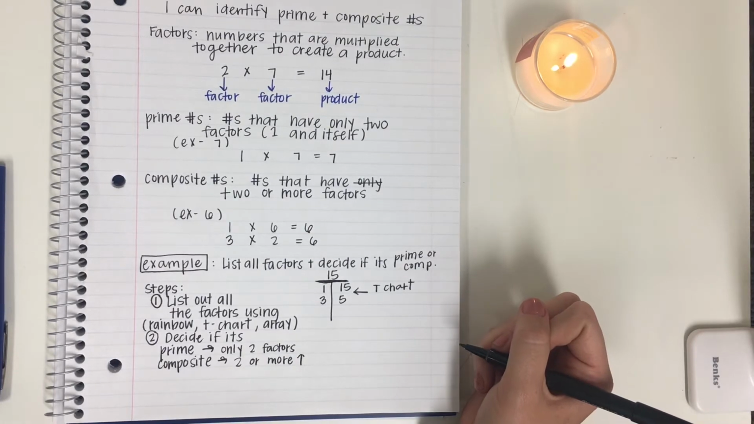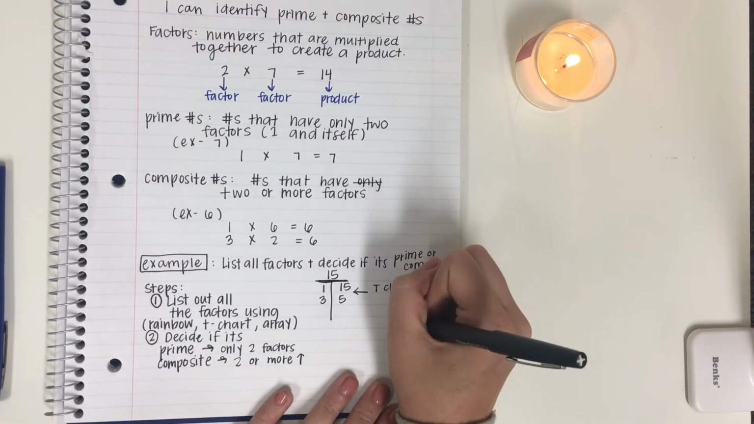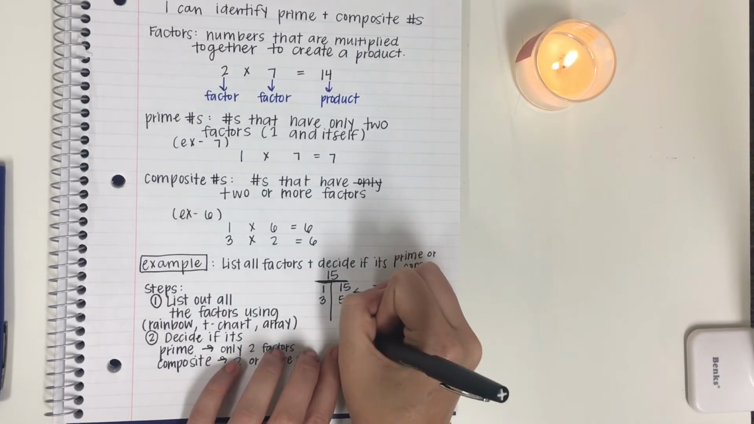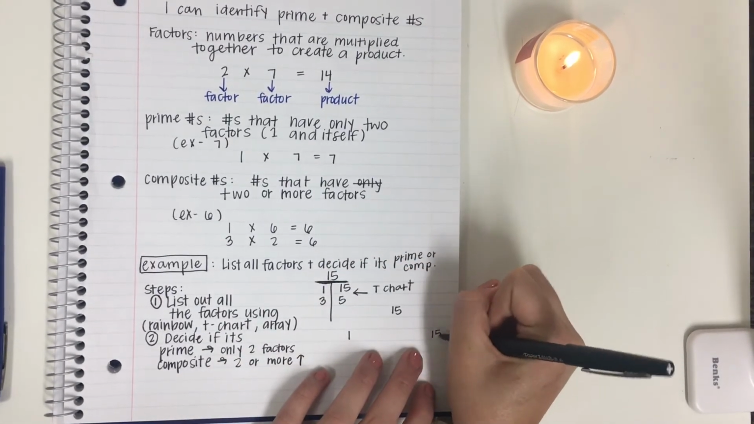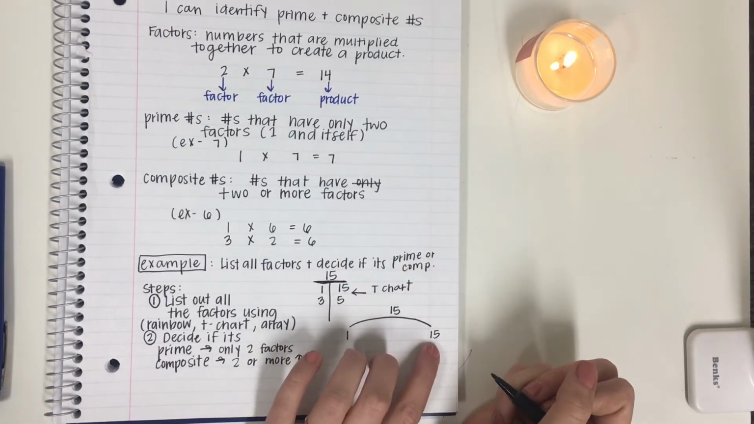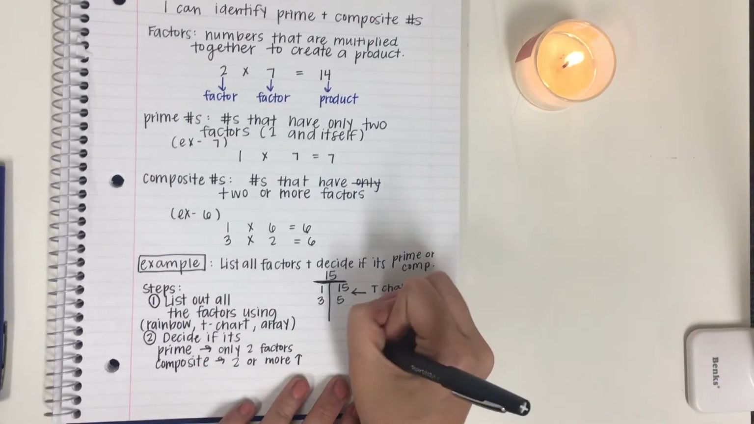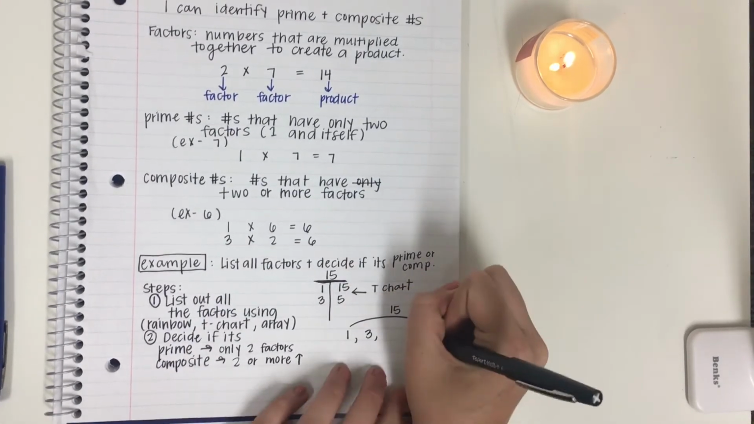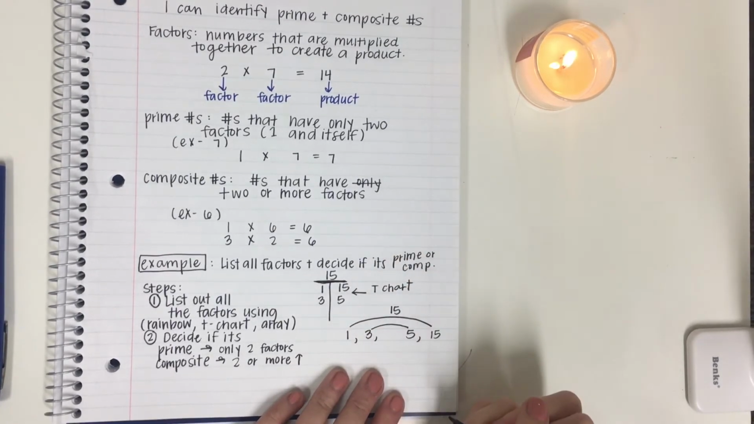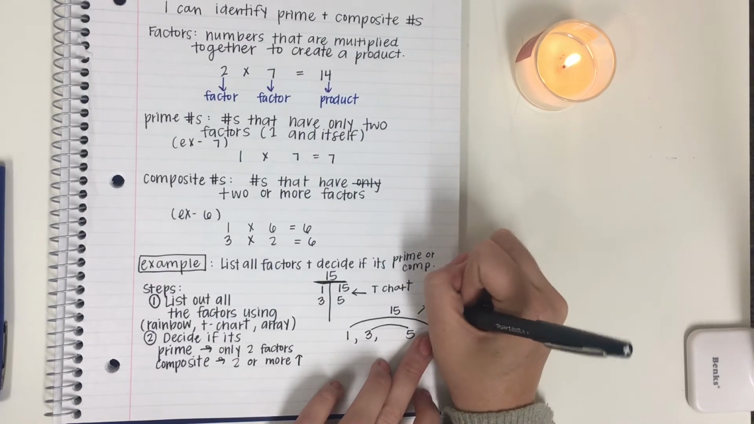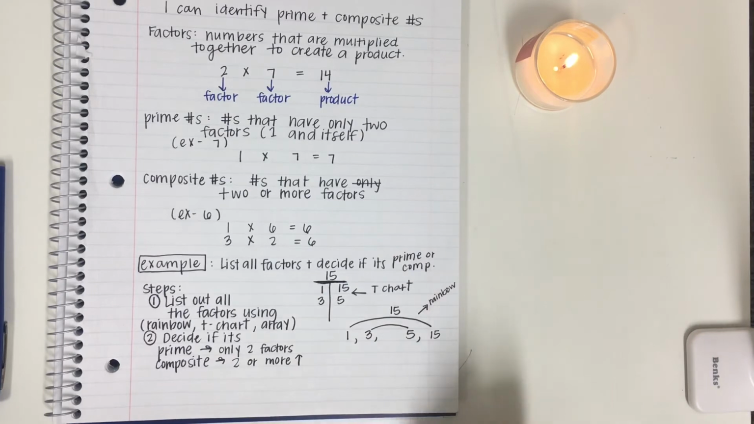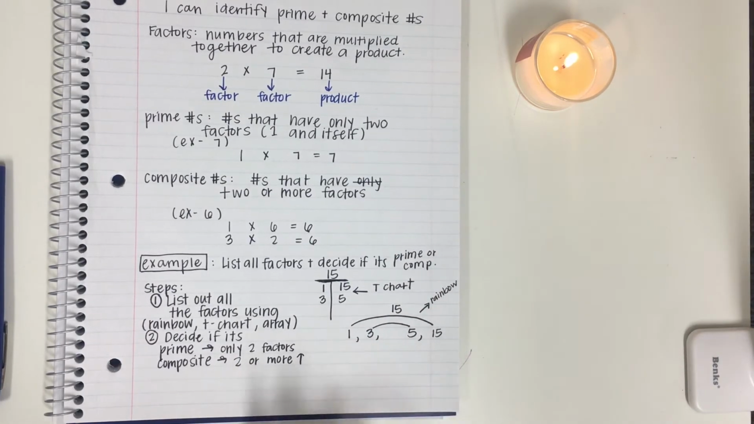You can also show me using a rainbow. So how we do a rainbow is we have our number, and then we start listing it out. So we have 1 times 15. So by doing my rainbow, I'm saying that 1 times 15 gives me 15. I also know that 3 times 5 gives me 15. So that's a way to show me. This is the rainbow method. This also tells me that it has 2 or more factors.